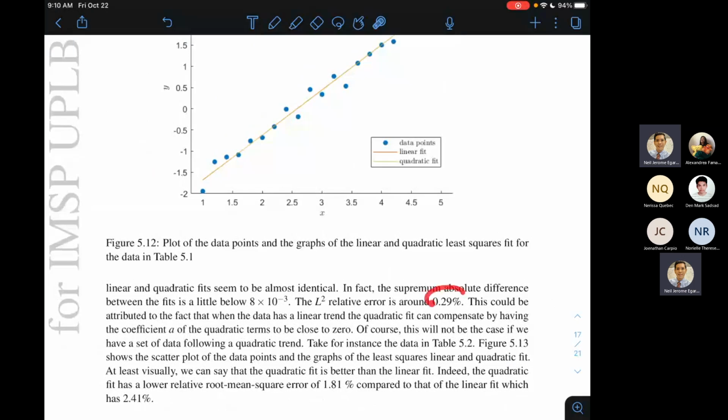I think their supremum error is just about 8 times 10 to the minus 3. Pag kinuha ko yung linear fit minus quadratic fit, kunin ko yung absolute value, ang pinakamalaking absolute value ay 8 times 10 to the minus 3. Or if you compute the L2 relative error, which is a good measure of how far the linear from the quadratic fit is, makukuha natin ay 0.29% lamang. So talagang magkamukha yung nakuha natin from the linear fit and yung nakuha natin if we use the quadratic fit. Kasi nga 0.29% lang yung pinagkaiba nila. Okay?